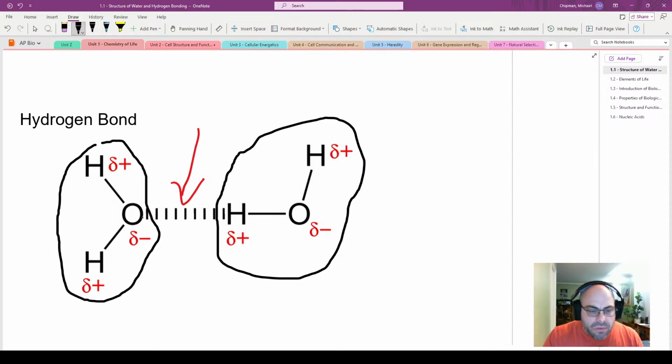The positive on one water molecule is attracted to the negative on the other water molecule, sorry, the positive here, they're attracted to one another. And this attraction is called a hydrogen bond. There's no physical connection as far as electrons. They're not being transferred. They're not being shared. There's just an attraction. Think of it as like a magnet almost.